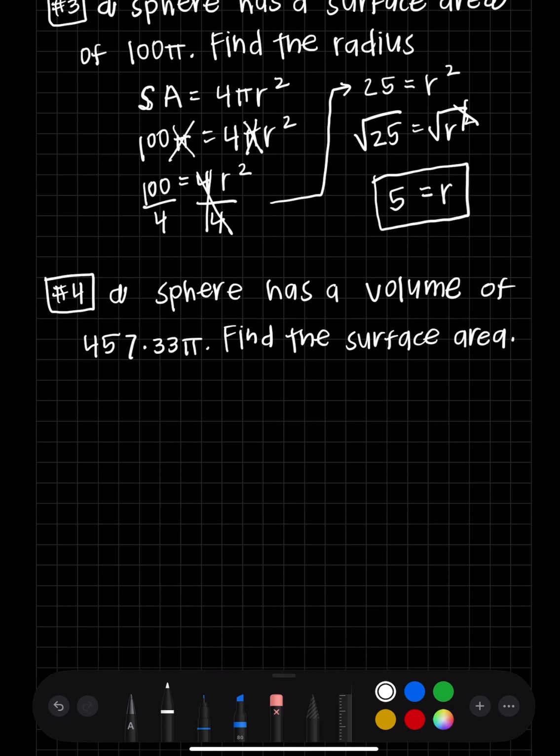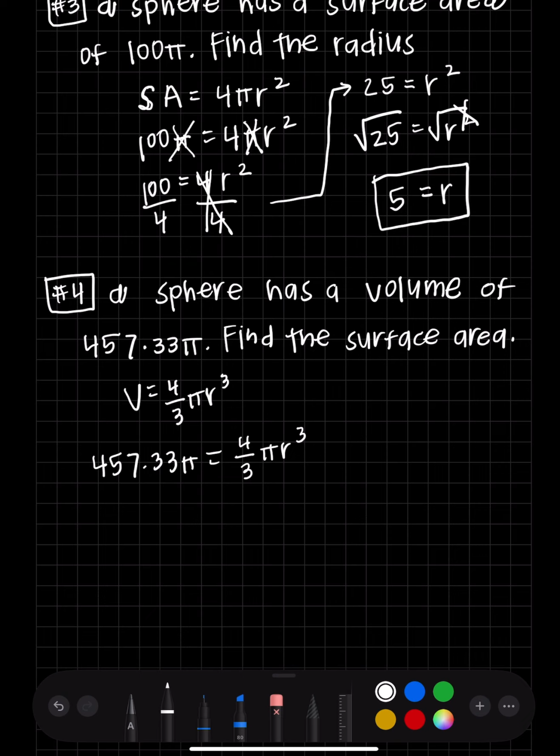What we're going to do is start with the volume formula because they told us what the volume was. So I'm going to start by writing down the volume formula. Volume is equal to 4/3 pi r cubed. And because I know that the volume is 457.33 pi, I'm going to replace the volume in my equation with 457.33 pi. So I could say 457.33 pi is equal to 4/3 pi r cubed.